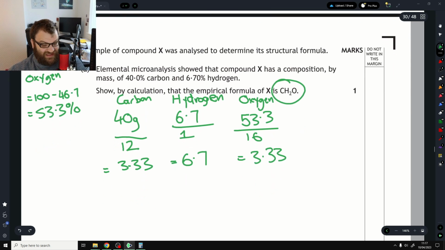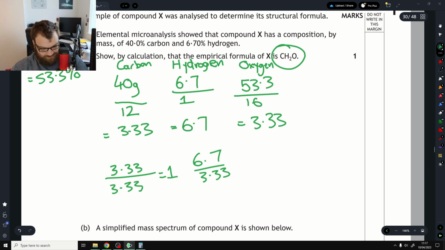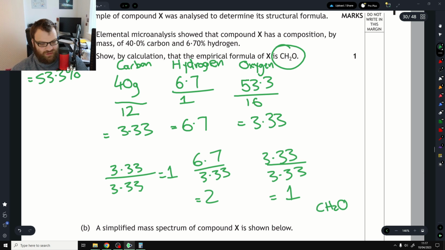And then our middle value is slightly double the value of the oxygens. If it didn't work out quite as nicely that we can see that's what's happening, you would do what we did previously by dividing by the smallest number. So 3.33 divided by 3.33 equals 1. 6.7 over 3.33 is just a little bit above 2, but we're dealing with an empirical formula, so we want that as 2. And then 3.33 over 3.33 again gives you 1. A 1 to 2 to 1 ratio, CH2O, just like that.